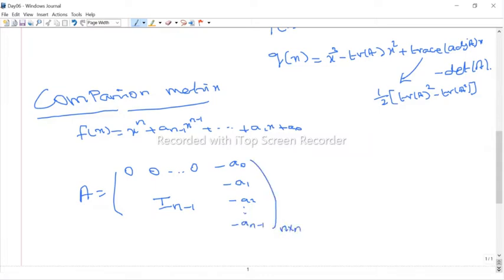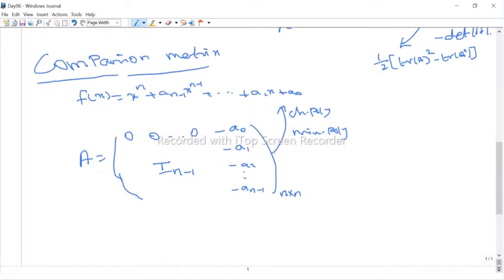Okay, this is an n by n matrix. Here we fill in the identity matrix, of order n minus 1 cross n minus 1. Now the characteristic polynomial of this matrix is the given f of x. So the characteristic polynomial as well as the minimal polynomial of this matrix is f of x. Okay, it's a very important thing.